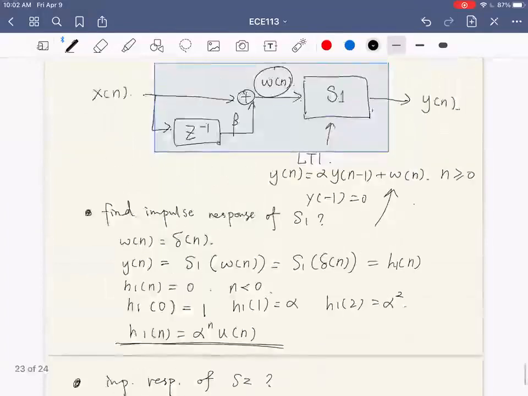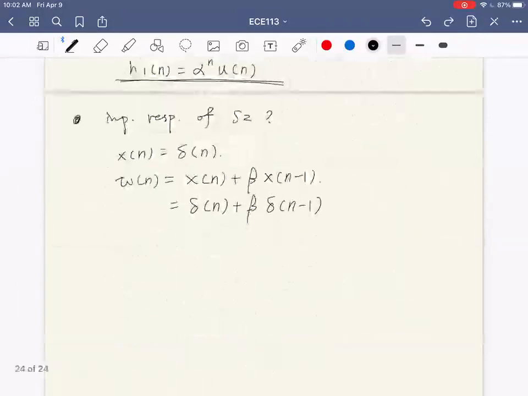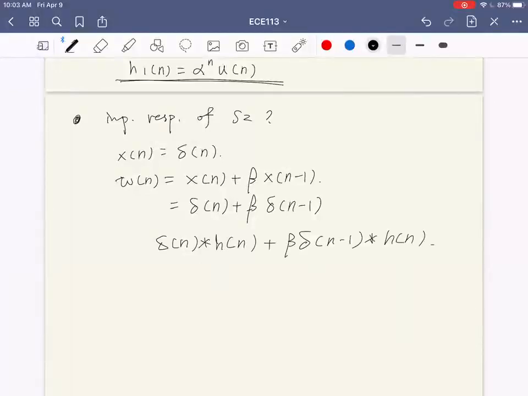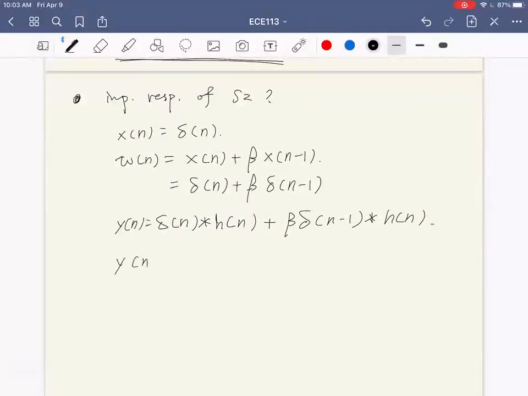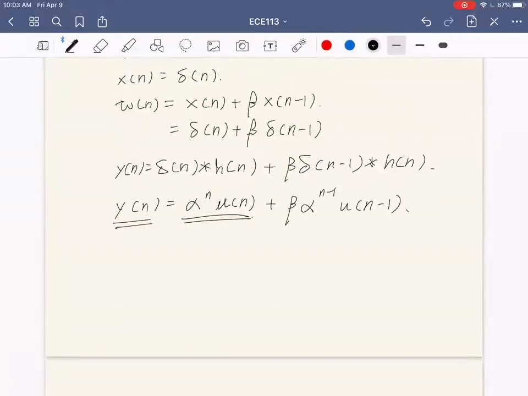And then because we already know the impulse response of S1 and it is an LTI system, we can convolve them separately, right? And due to the shifting property of our delta, we will get y of n equals alpha to the n. This is basically the h of n itself. And then time invariance, right? So it is beta alpha to the n minus 1 and u of n minus 1, right? So we get the impulse response of the whole system.